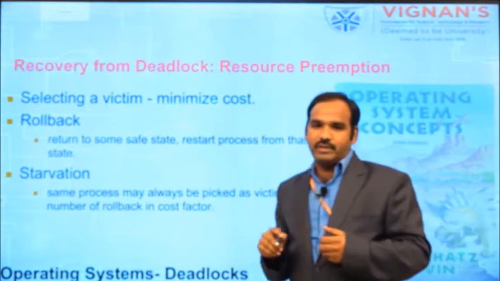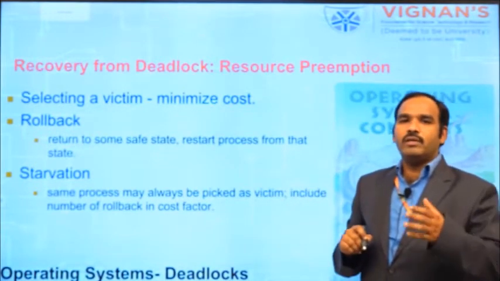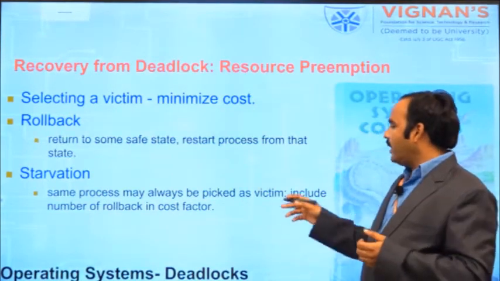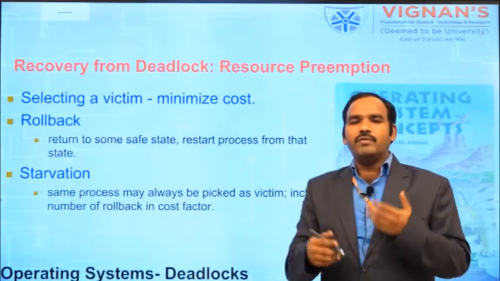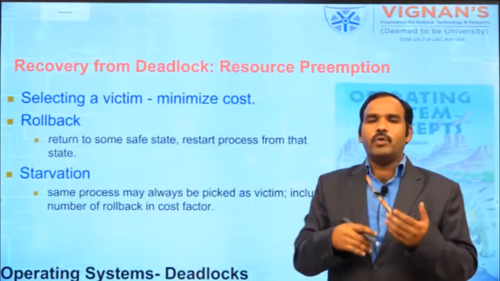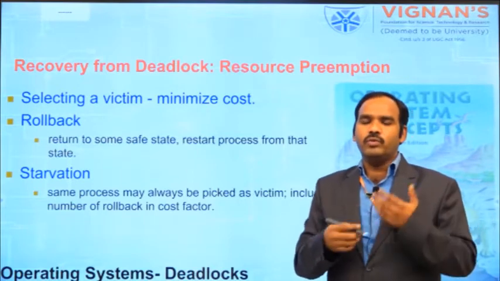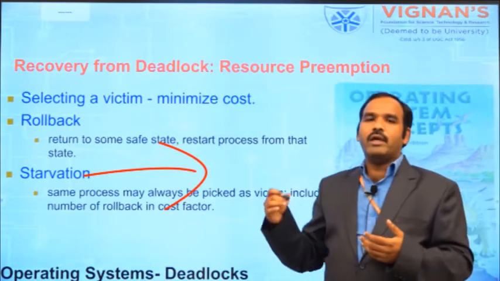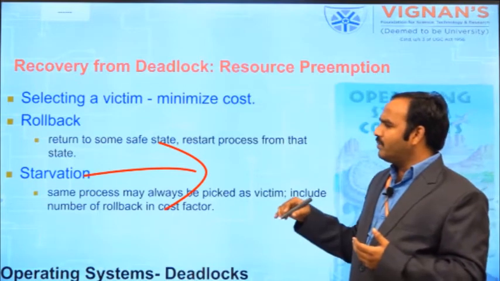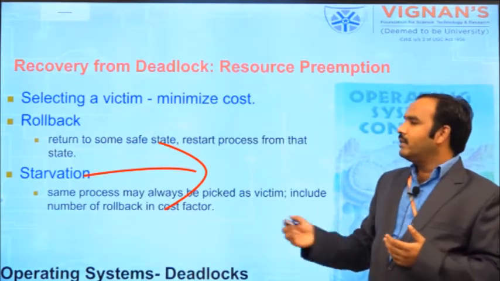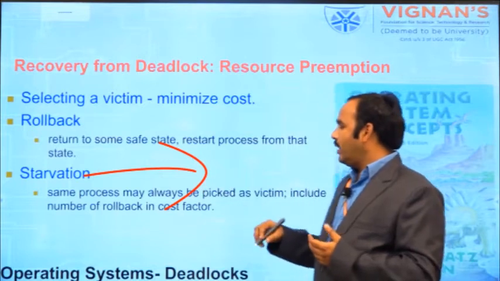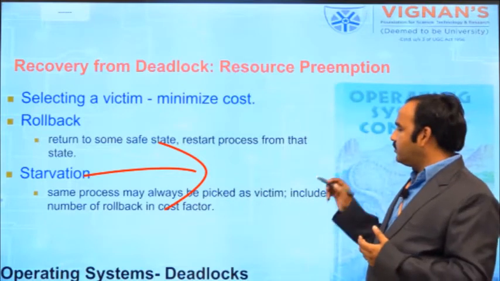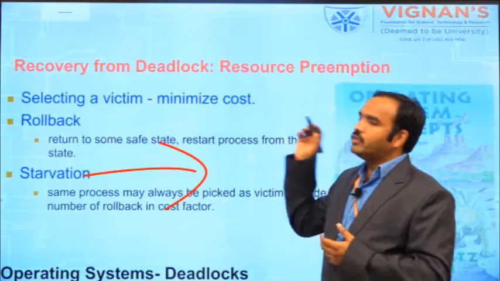And third one is starvation. Starvation is also a big problem in the resource preemption. The reason is some processes may always be picked as a victim. So most of the time, because the operating system is a program, it does not have the intelligence to pick other processes. If the operating system is picking the same process every time to come out from the deadlock or to preempt the resources, that is the problem. So that problem is called starvation. So include the number of rollbacks in the cost factor. This is also another disadvantage with the resource preemption.